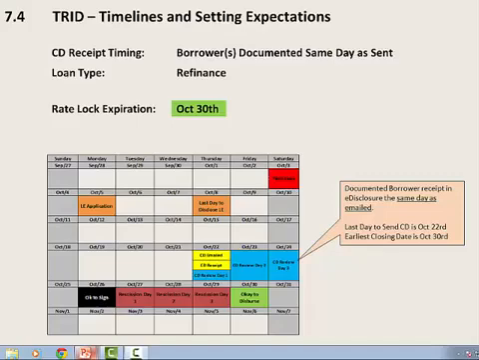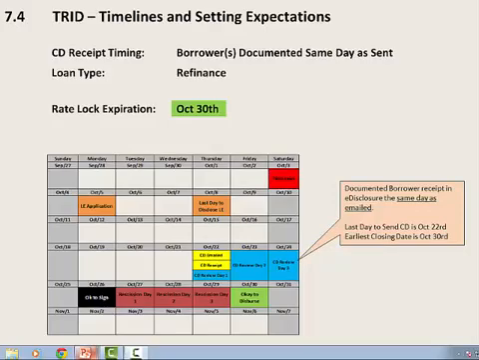The CD is sent e-disclosure on October 22nd, and borrowers acknowledge CD receipt the same day. The borrower receipt starts 3 specific day CD review period. The 22nd is review day 1. Friday, October 23rd, is review day 2. Saturday, the 24th, is review day 3. Sunday does not count. Monday, the 26th, is the first day to sign.